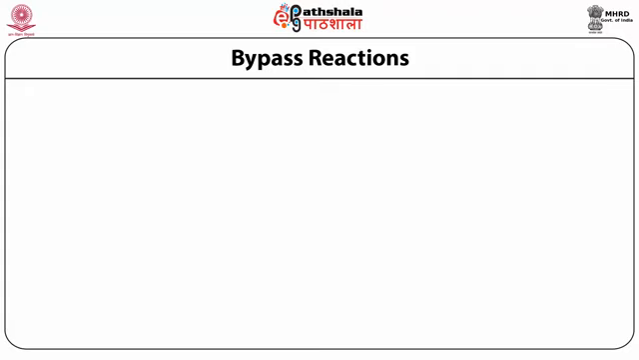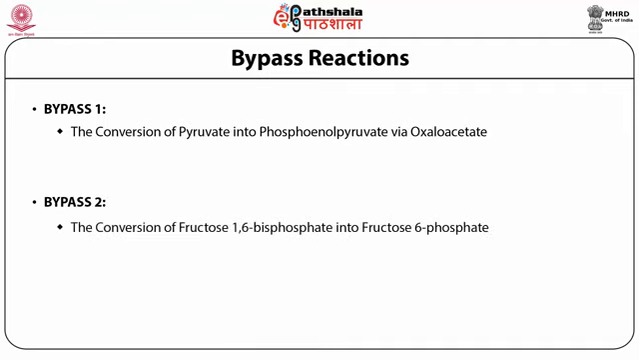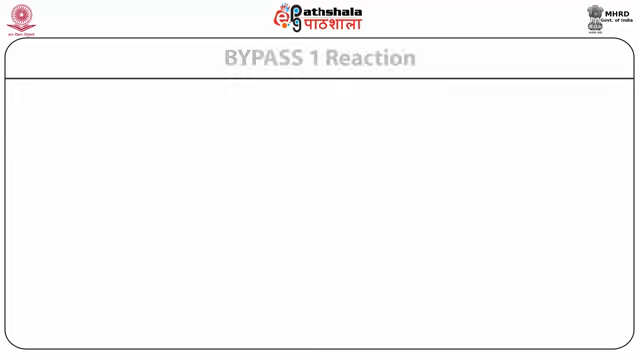There are 3 bypass reactions, and these reactions are the bottleneck reactions. Bypass reaction 1 is the conversion of pyruvate into phosphoenolpyruvate via oxaloacetate. Bypass reaction 2 is the conversion of fructose 1,6-bisphosphate into fructose 6-phosphate. And bypass reaction 3 is the generation of free glucose from glucose 6-phosphate.